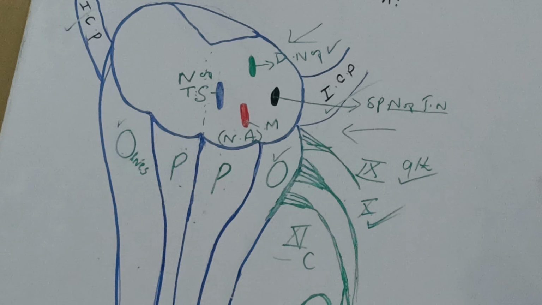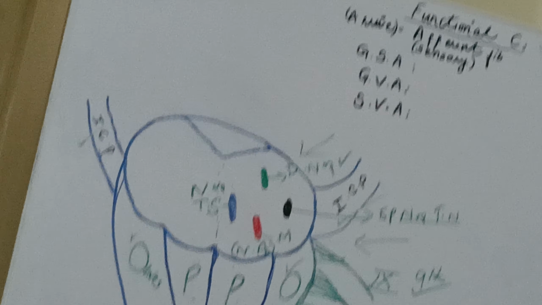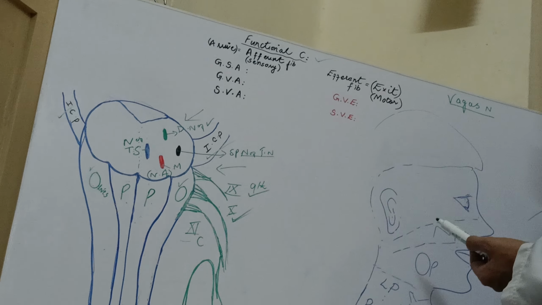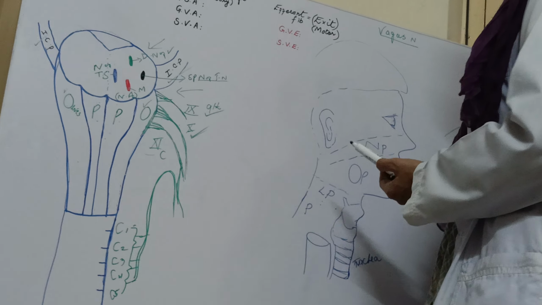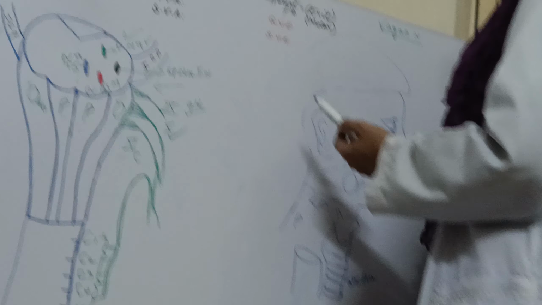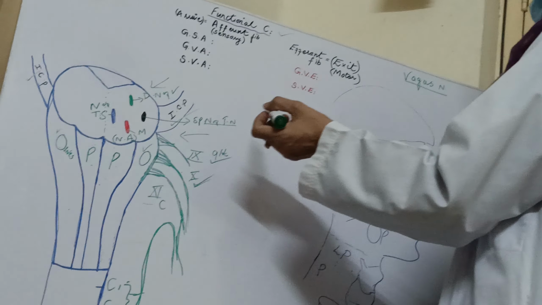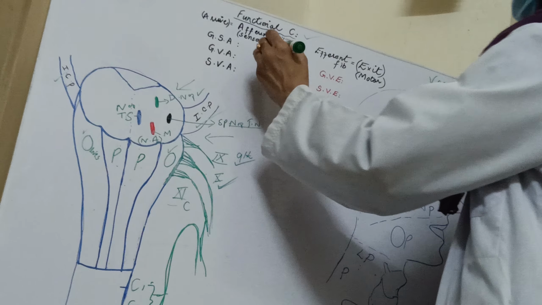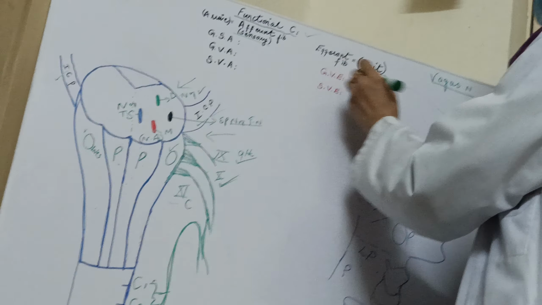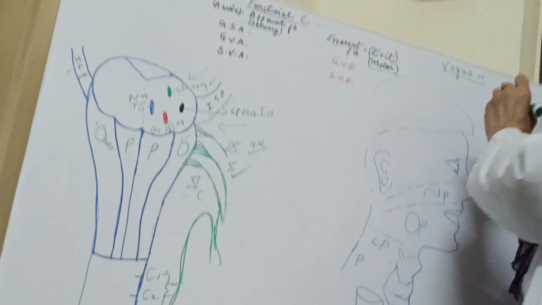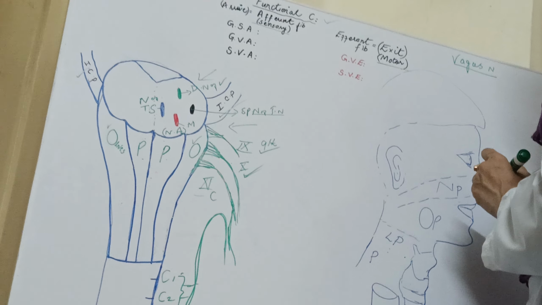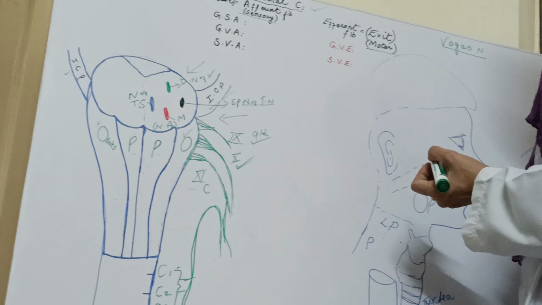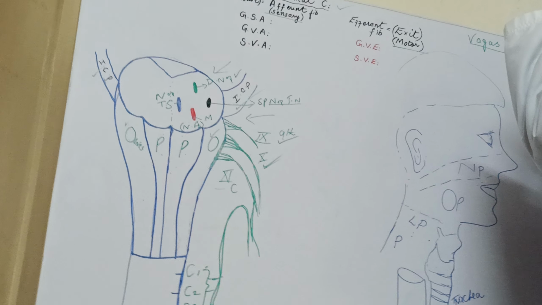Okay, now we have to learn about the functional components of the vagus nerve. What does functional component mean? It means which type of fibers that particular cranial nerve carries. So we know it as a mixed nerve. What do we mean by mixed? It means it carries sensory fibers, motor fibers and parasympathetic fibers as well. As we know, this nerve is called the parasympathetic outflow of the autonomic nervous system.